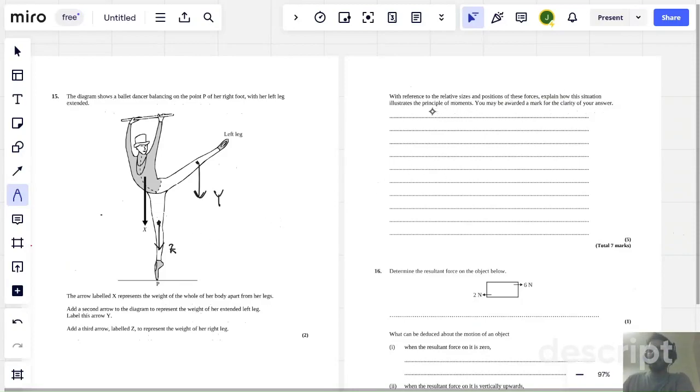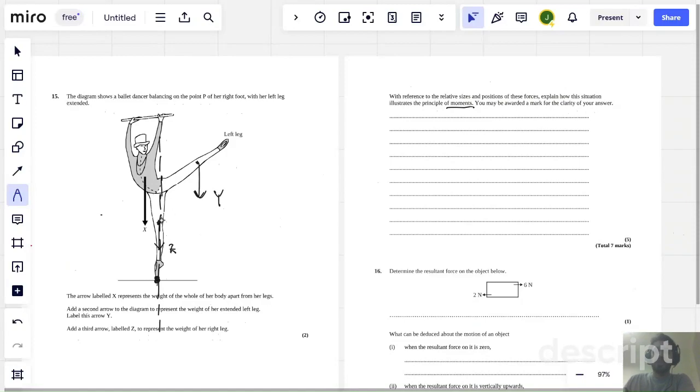Okay, now if you remember moments, the first thing while you're solving a problem on moments is to figure out which point is the pivot point, right? In this case, this P is the pivot point. So this is our axis, kind of. About this axis, we have two forces.